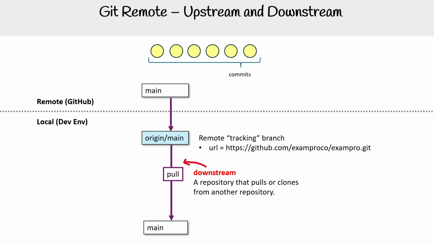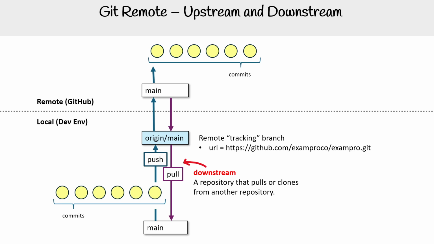And now imagine we have commits. We've been working locally and we want to push those up to remote. We would call that upstream. So this is when you are pushing changes. So that's upstream, that's downstream. And when we have a remote reference, it is a tracking branch. So there you go, okay?